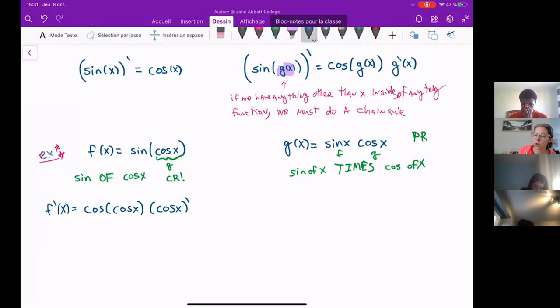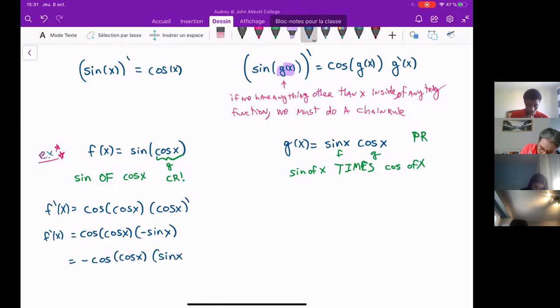And the derivative of cosine, we said, is negative sine. Remember, cos go with negative. So f prime of x is cosine of cosine x times negative sine x. And I can bring that negative out to the front. And that's my final answer.